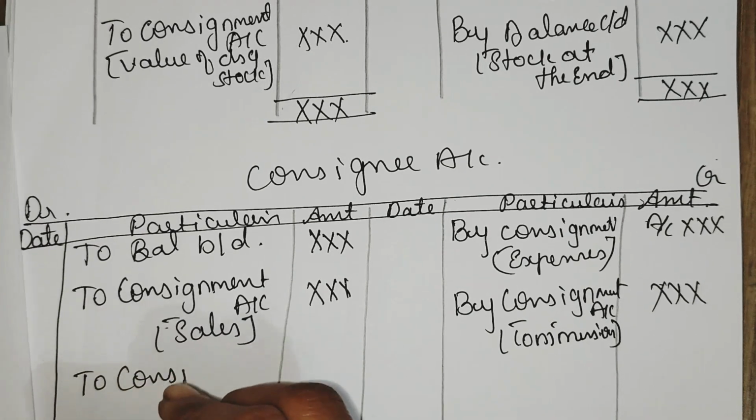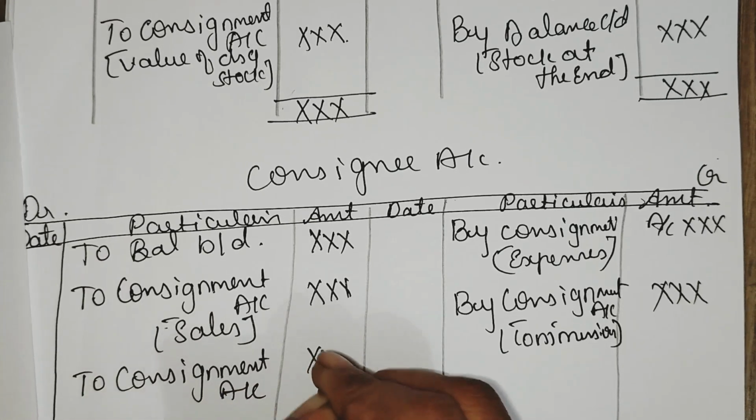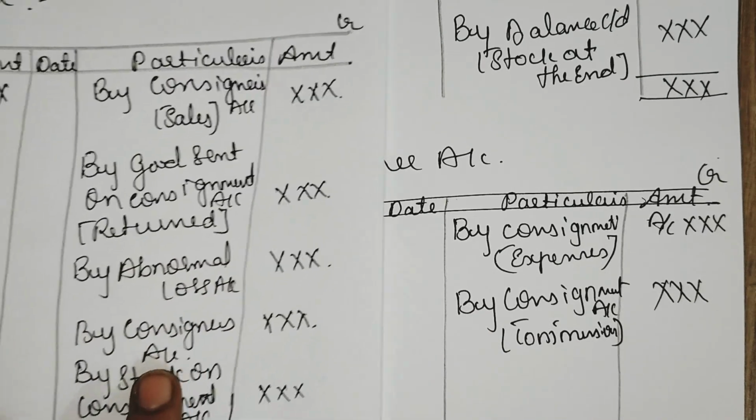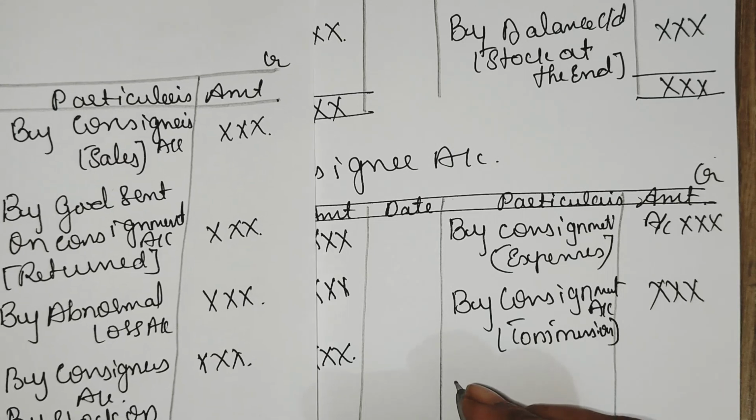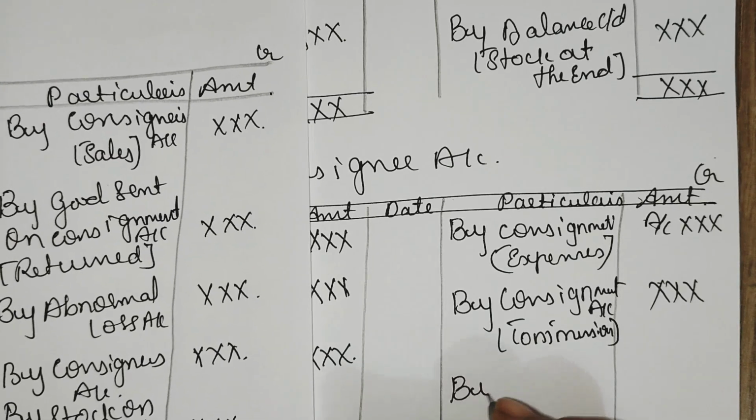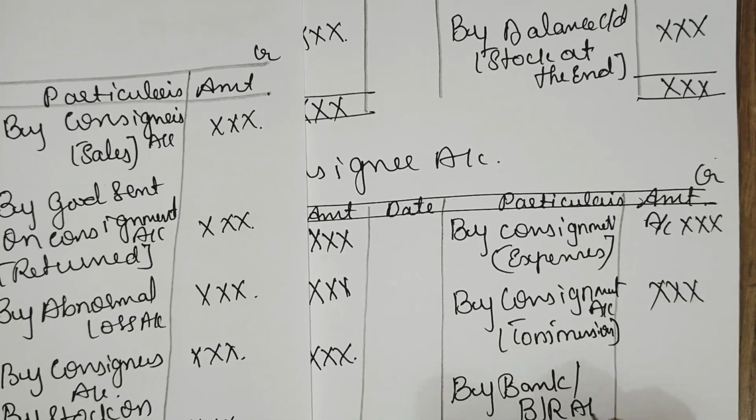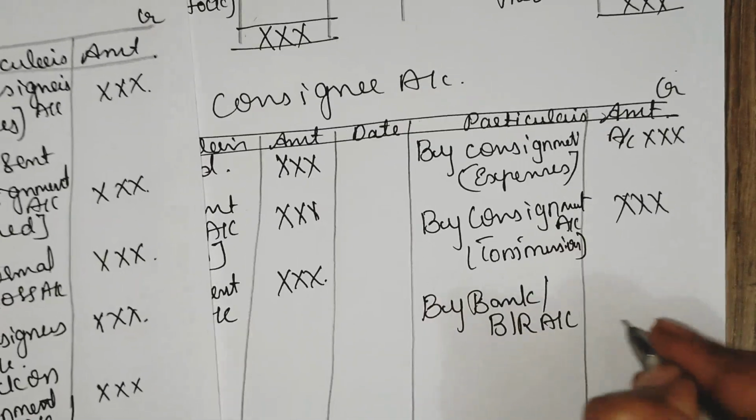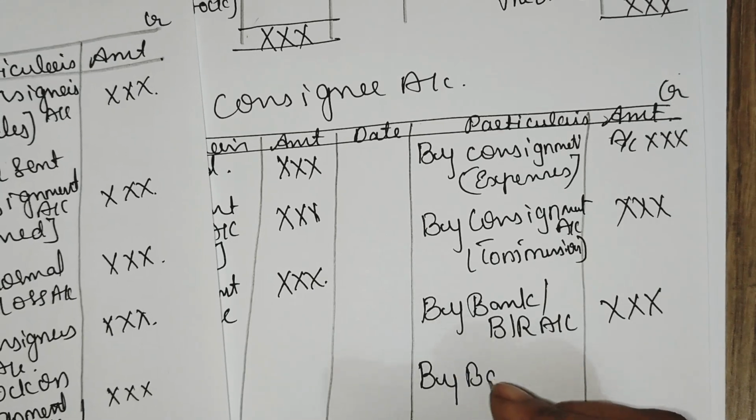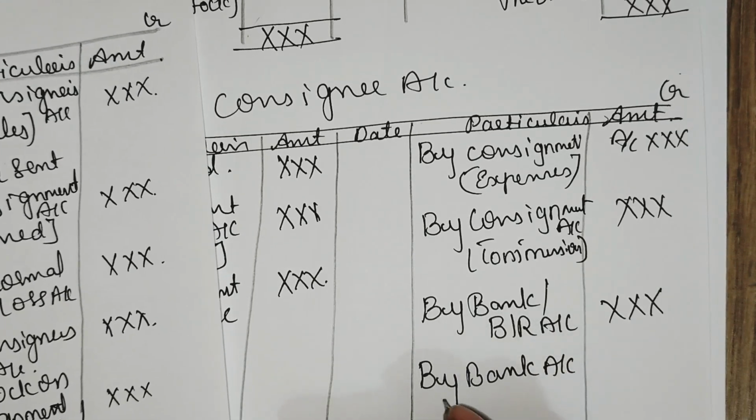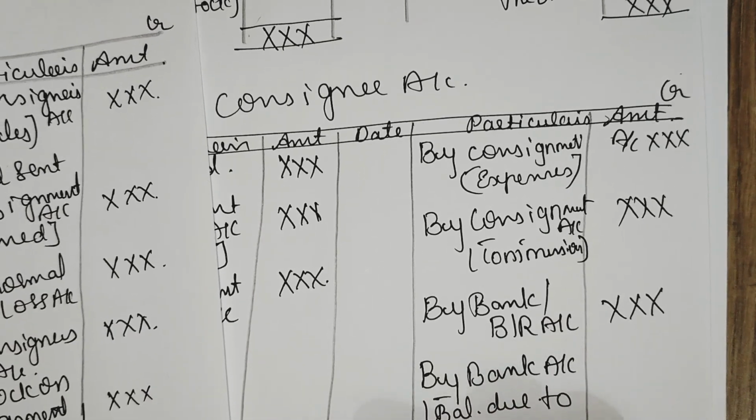Then we have goods sent by the consignee, consignee's account, to consignment account. Goods which are used by the consignee, here you can see. The next is any advance if the consignor received, then that we are crediting by bank or bills receivable account. Then the balance due will be transferred to bank account. Bank account, balance due to consignee.